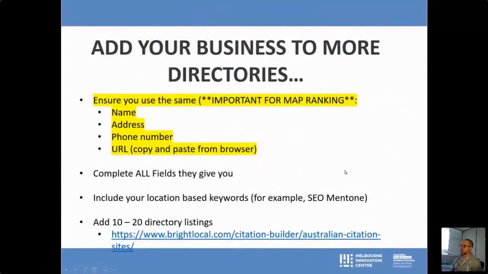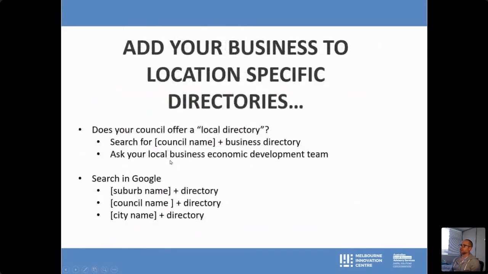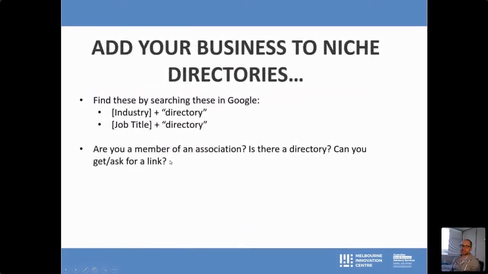So in terms of your directory listings, I advise that people go and add themselves to around 10 to 20 of those listings. It's hard to know. You really need to check what your competitors are doing in terms of what the actual number is. But to start off, I'd go and add yourself to around 10 to 20 of those directory listings from either that White Spark list or that Bright Local list that I dropped the link to in the chat.